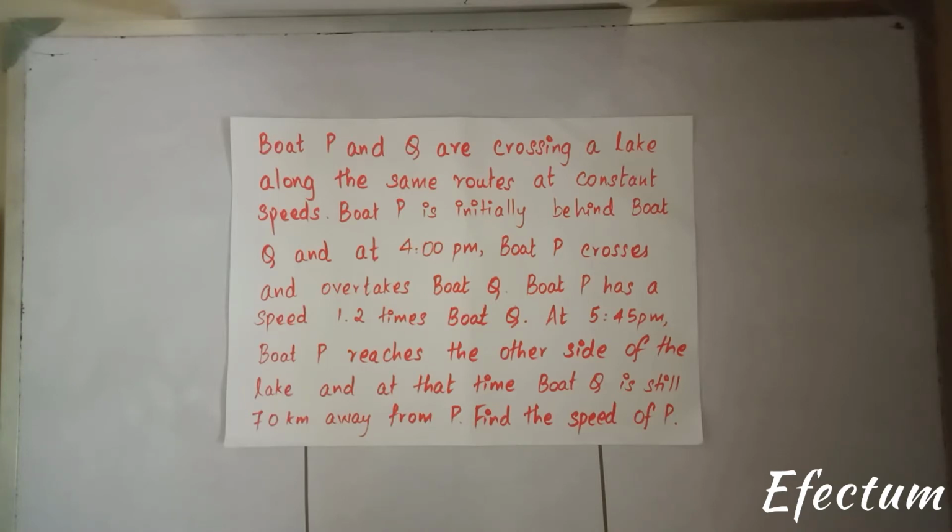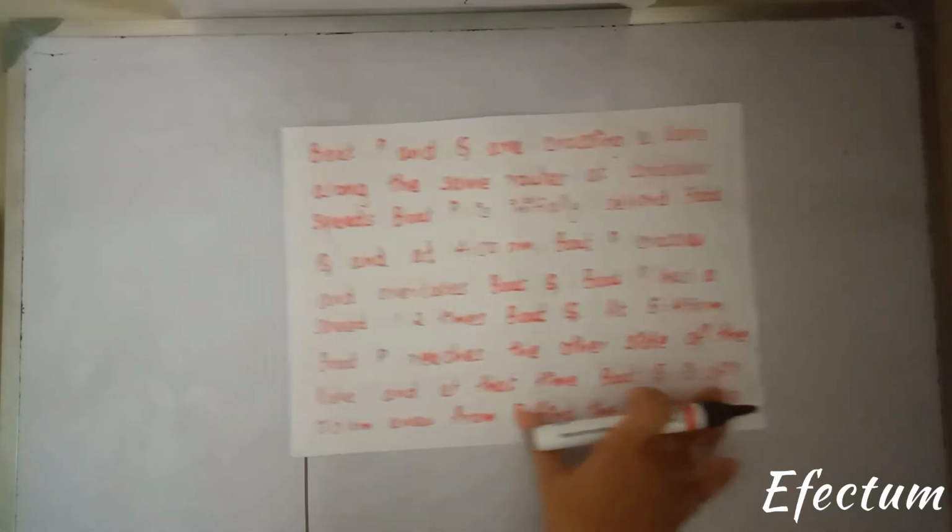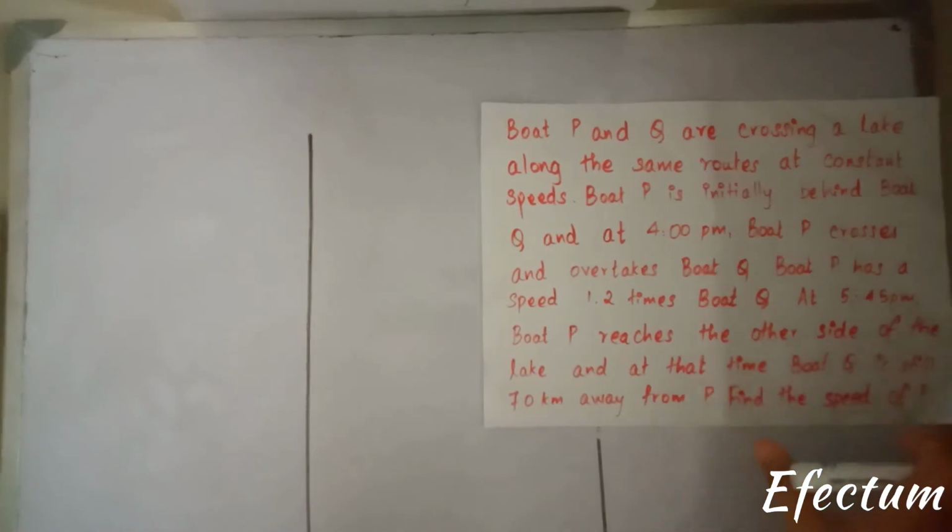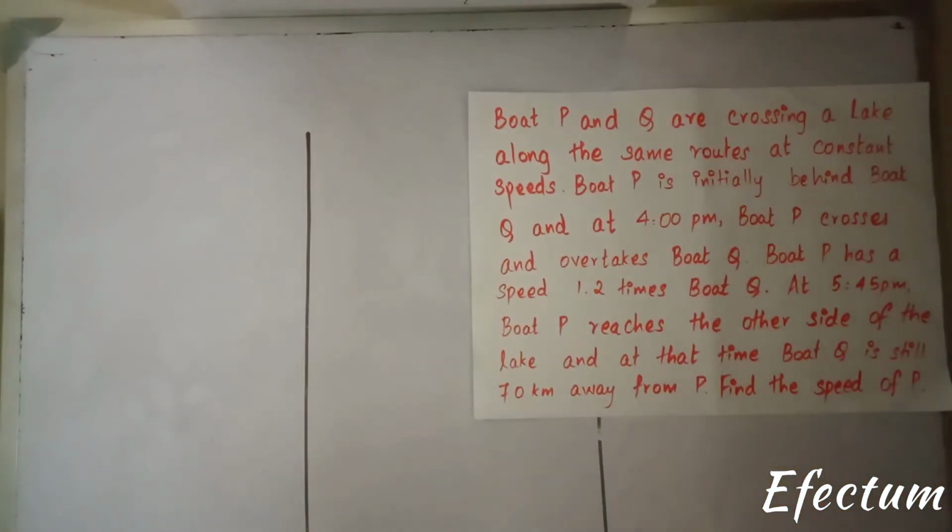At 5:45 p.m. P reaches the other side of the lake, and at that time Q is still 70 kilometers away from P. Find the speed of P. Okay, so this is not a simple question. This involves a lot of critical thinking skills. Let's first look at the problem.